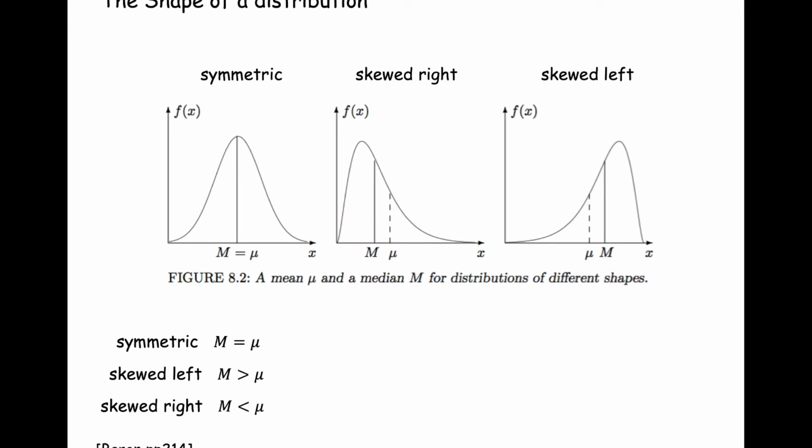So when we last spoke, we talked about the relationship between the median M and the mean mu, and we can use that relationship to say something about the shape of the distribution in question. And so we said that the distribution is symmetric if the median equals the mean. It's skewed right, so it tails off to the right, if the median is less than the mean, and it is skewed left, tails off to the left, if the median is greater than the mean.